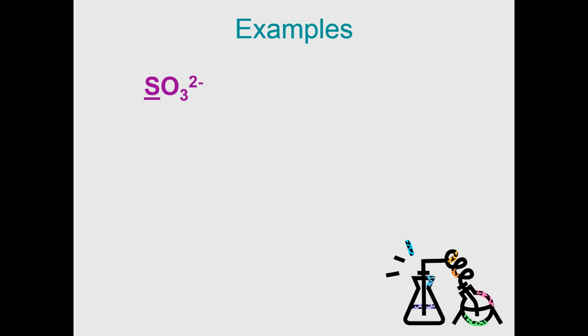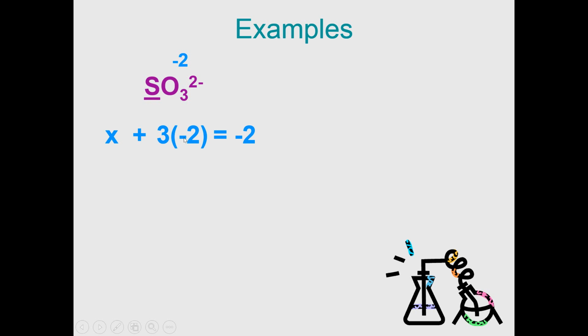Here's our next example. We see a little bit of a difference here because there is an overall charge for this polyatomic ion. So sulfur is our unknown here, and I'm going to go ahead and call that X, but I know that whenever I see oxygen, that has a -2 charge. So X is my sulfur. I notice there are 3 oxygens, so plus 3 times -2. I'm going to set the whole thing equal to -2.